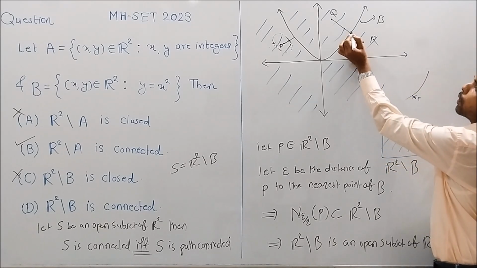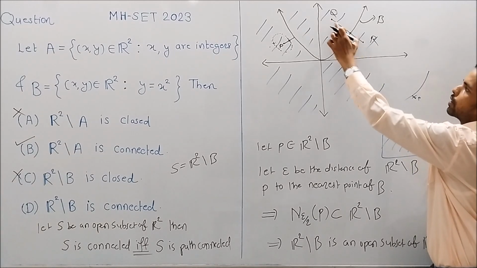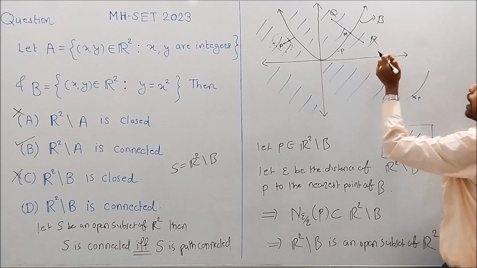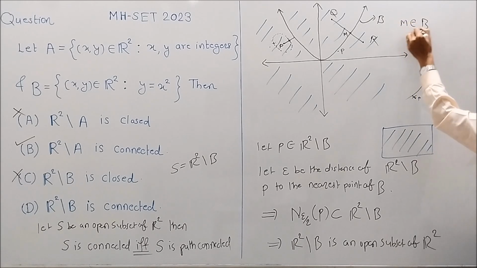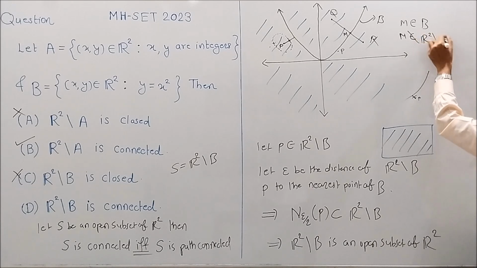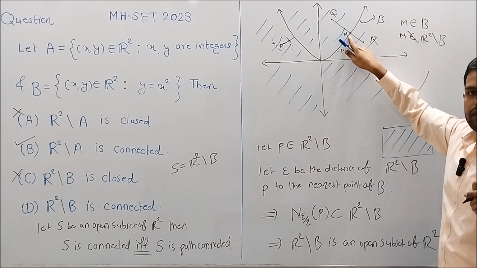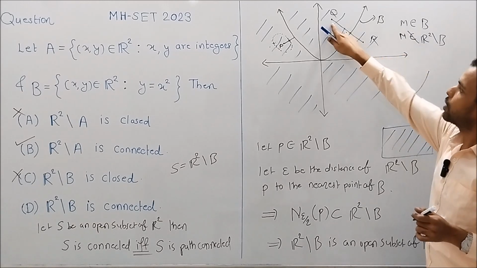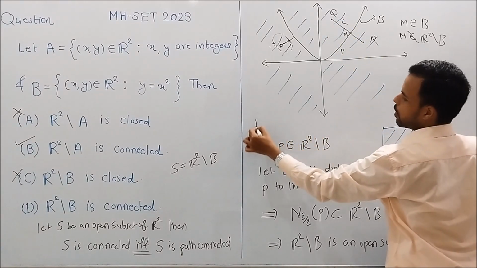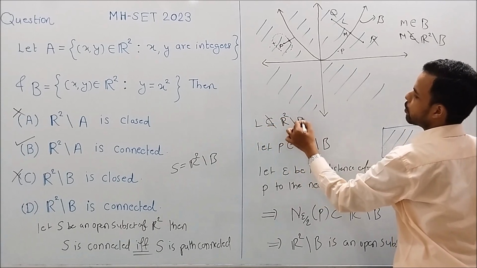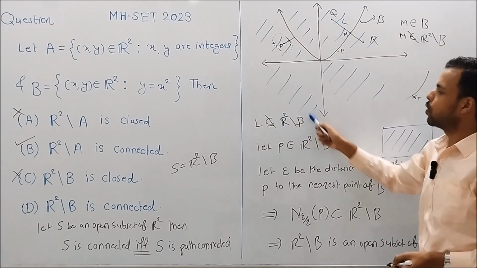No, because such a path must intersect this parabola at some point, say M. Clearly this path intersects the parabola at point M, and as the point M lies on the parabola, that is M belongs to B, so M does not belong to R2 minus B. So this path, let's denote this line by L, is not a subset of R2 minus B because it contains a point M which does not belong to R2 minus B.